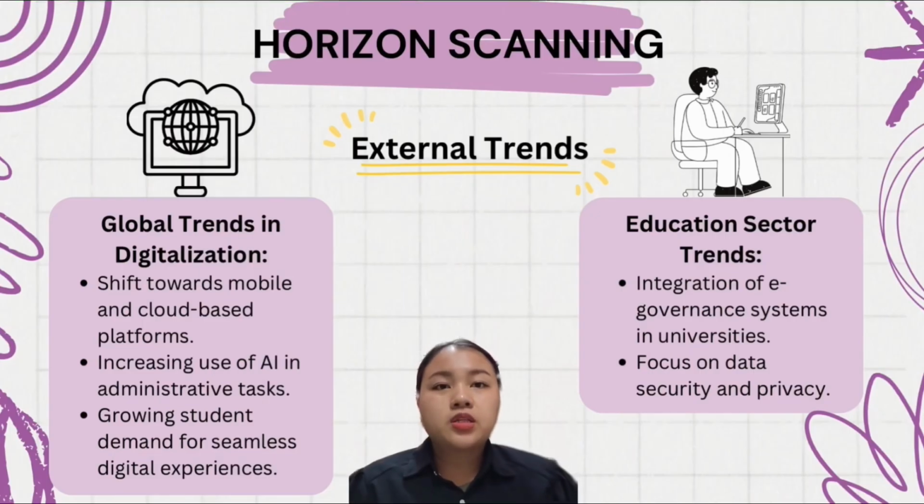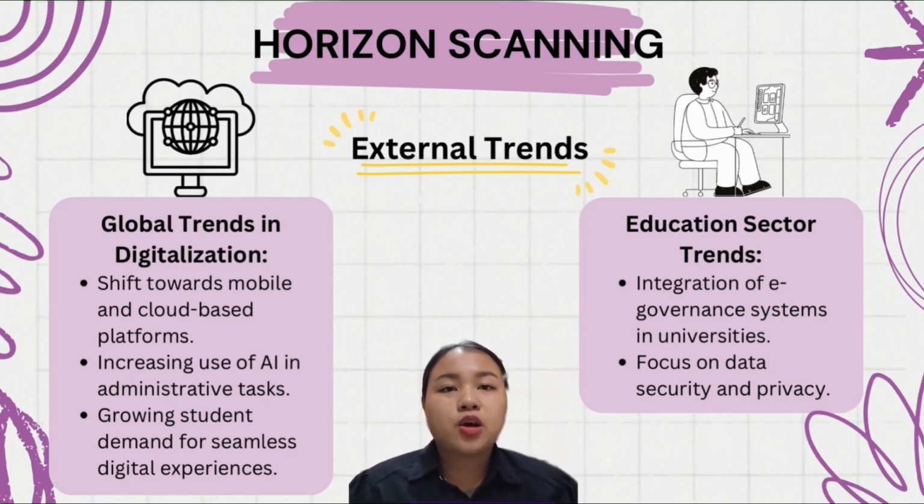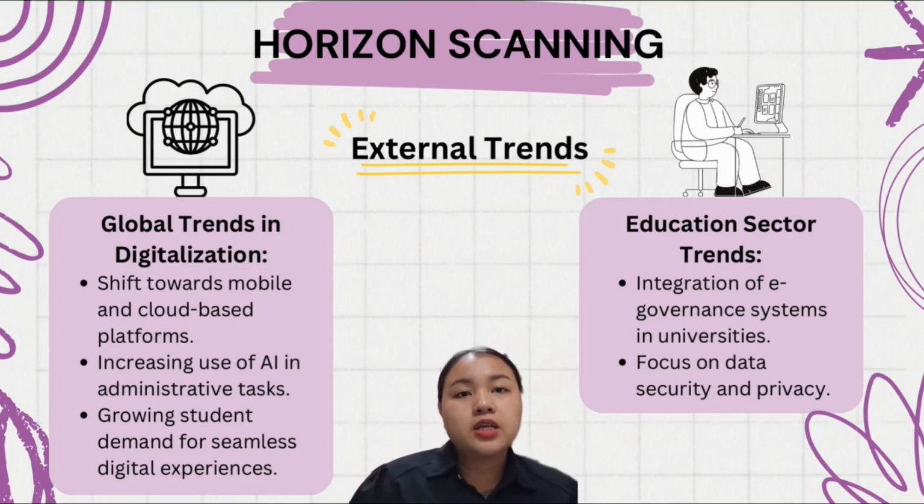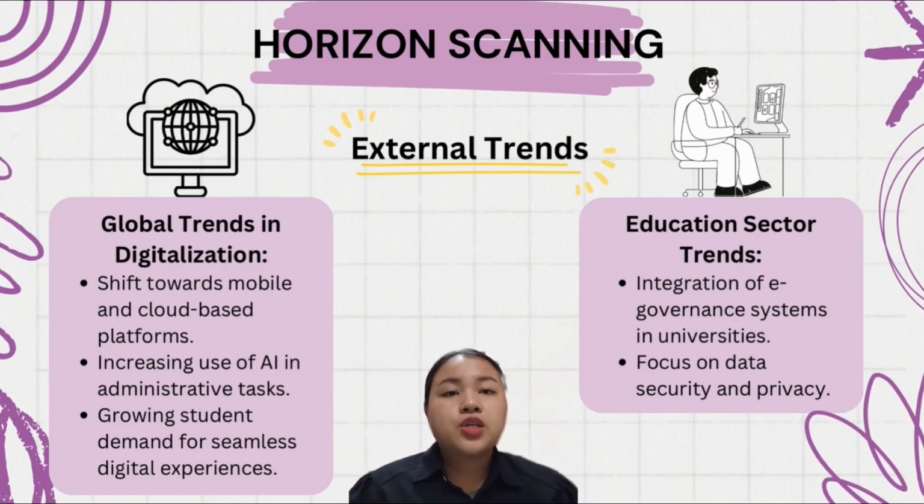Let us start with the external trends impacting SKOre. Globally, there is a shift toward mobile and cloud-based platforms. AI is increasingly used in administrative tasks, and students expect seamless digital experiences. In education, universities are adopting e-governance systems to improve efficiencies and ensure data security. These trends show why UiTM needs to innovate to stay competitive.